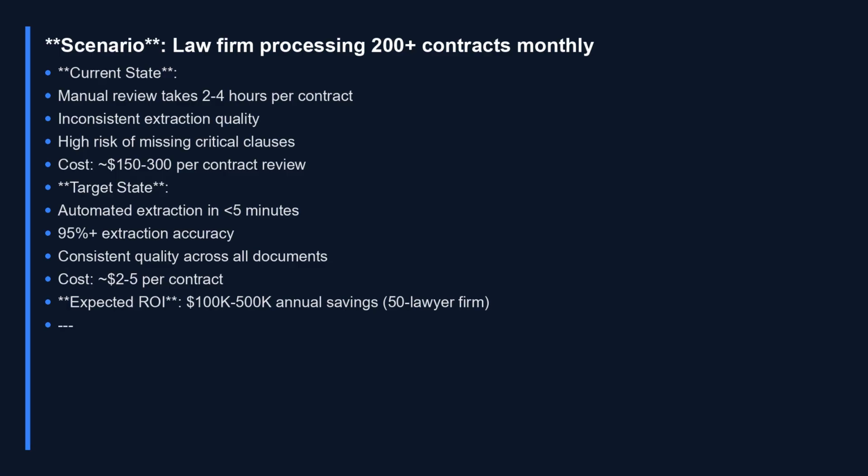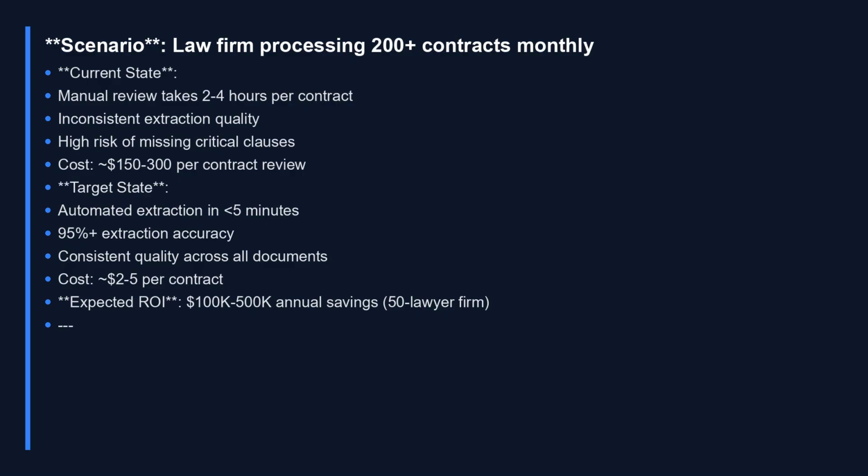Project overview. Here's the real-world problem we're solving. A law firm processes over 200 contracts every month. Right now, a human reviewer spends 2 to 4 hours on each one, manually reading, extracting key clauses, flagging risks. That's inconsistent, expensive, and error-prone. At roughly $150 to $300 per contract review, the costs add up fast.